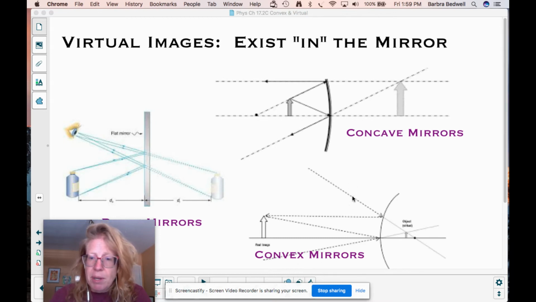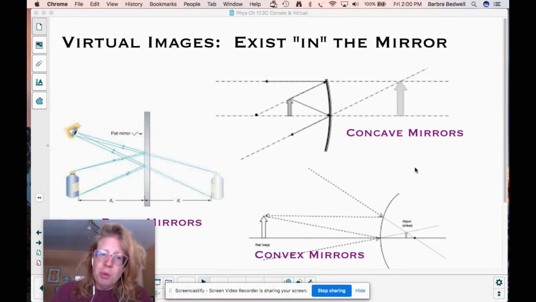With convex mirrors, these are awkward as well. I don't like the conventions on this one. These should be straight lines. But with convex mirrors, what you end up seeing is a really, really tiny little image. It's adorably small. And this is also behind the mirror. We'll take a look at how to draw all of these in just a second, and go through and practice drawing them.